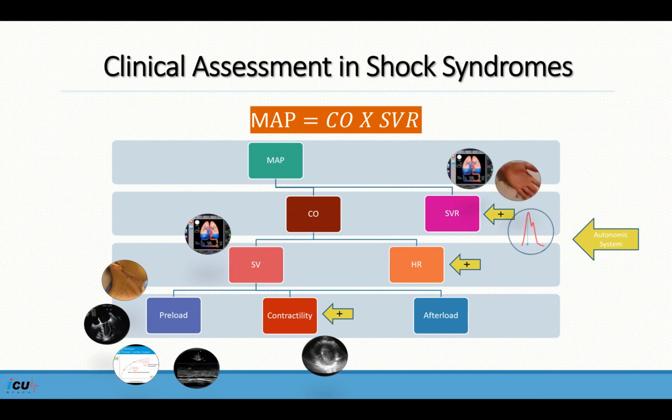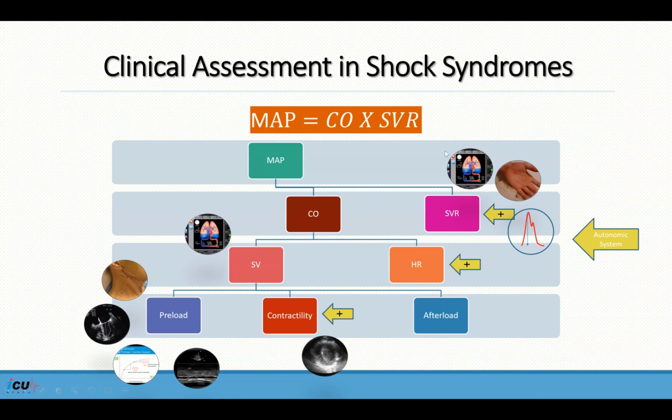We can infer the systemic vascular resistance from the physical examination. Cold temperature of the skin and narrow pulse pressure will indicate that the SVR is elevated. Warm temperature of the skin and normal capillary refill time, along with wide pulse pressure, would indicate low SVR syndrome.